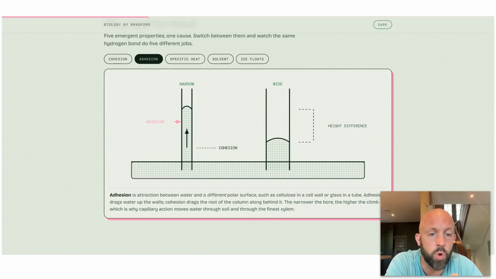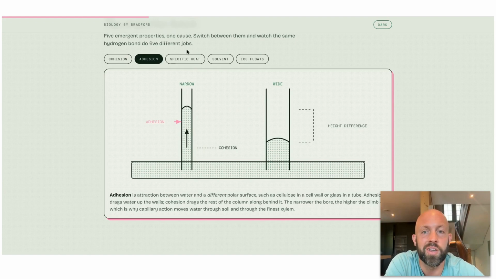The narrower the bore or the lumen, like if this tube was an organic organism, we'd call it a lumen. Like in the xylem is a lumen, inside a blood vessel is a lumen, that opening. The higher the climb, which is why capillary action moves water through soil and through the finest of xylems the fastest, of course. So adhesion, also think of flicking water on a window and it sticks.